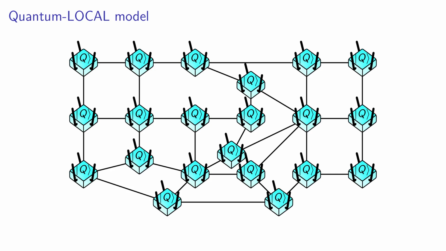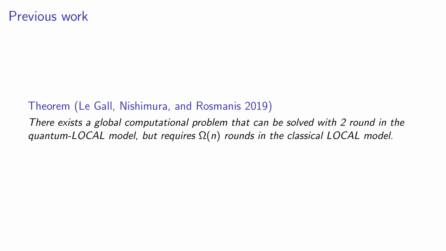So, what do we know about the quantum local model? Well, the seminal result by Gall, Nishimura and Rosmanis from 2019 shows that there exists a computational problem that can be solved in 2 rounds in the quantum local model, but requires a linear number of rounds in the classical model as a function of the size of the graph, that is the number of the nodes in the graph. And this was a great surprise.